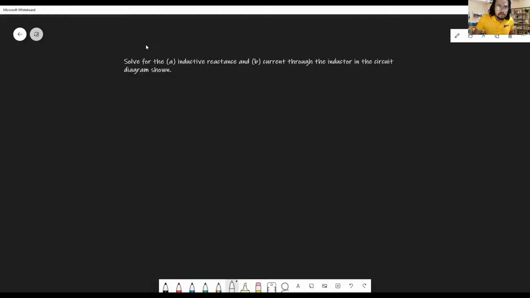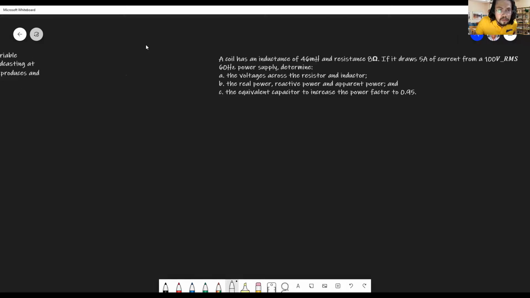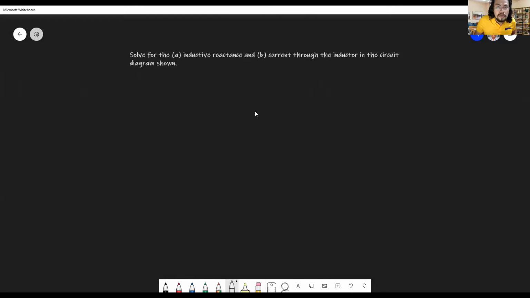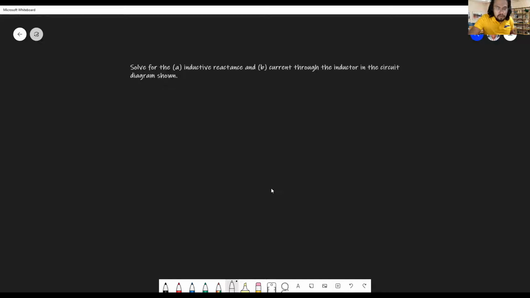So let's try to draw the diagram first. All right, so we have the given. Given is that we have a setup. Let's just draw the setup.